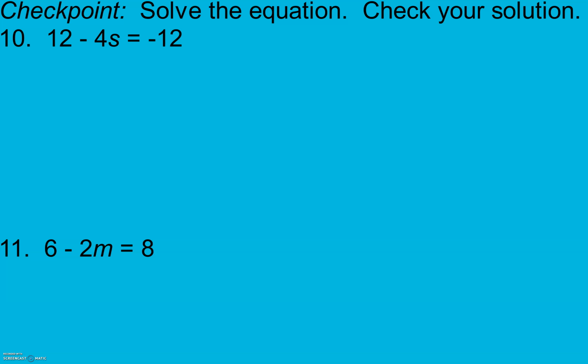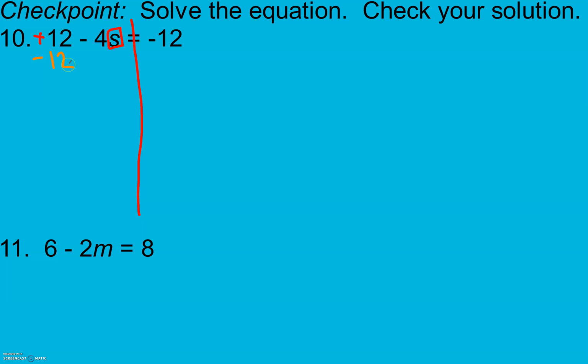Here we're going to solve the equation and check our solution. So feel free to give 10 a try. Right now, my variable is being multiplied by a negative 4 and added by 12. The 12 is positive there, so it's being added by 12. We want to get our variable term by itself, which means I need to move that 12 to the other side. Right now it's a positive 12, so to get it to 0, I have to subtract 12.